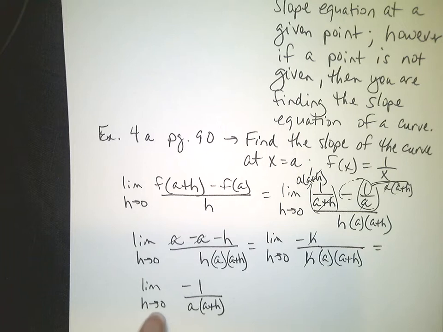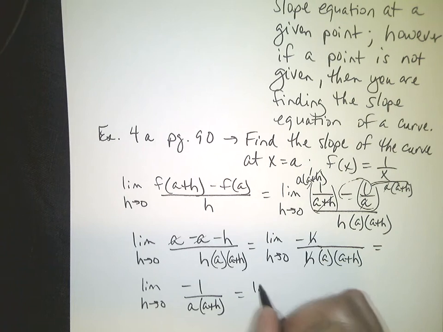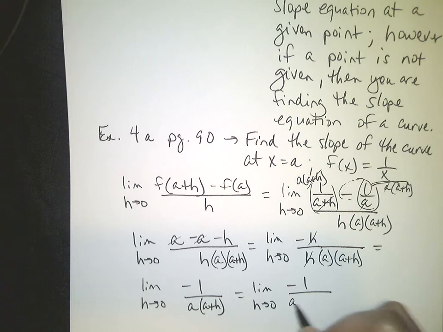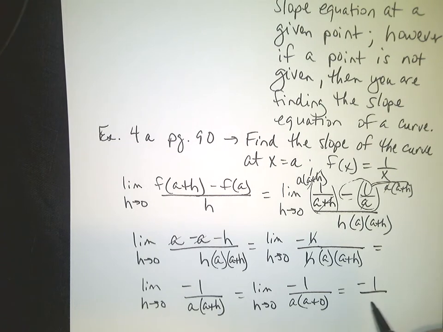The only thing we could have plugged in is this h, which we can still do because now it won't be undefined. So this would be a times a plus 0, which is negative 1 over a squared. So this is our slope equation. This is the equation we would use if we were given a point on this curve, to find the slope.